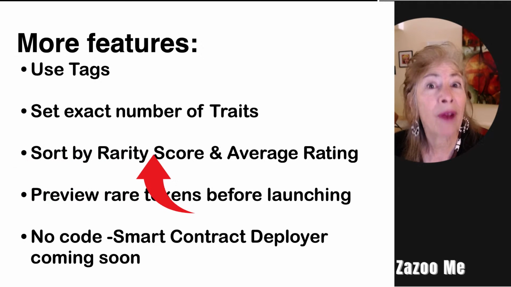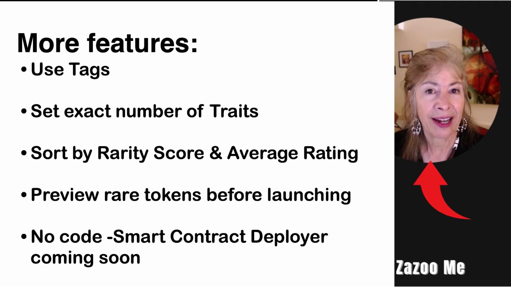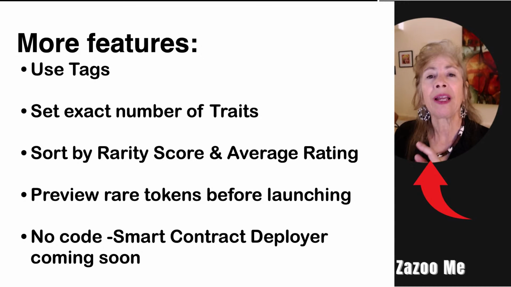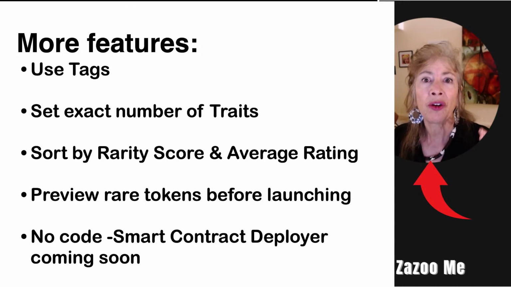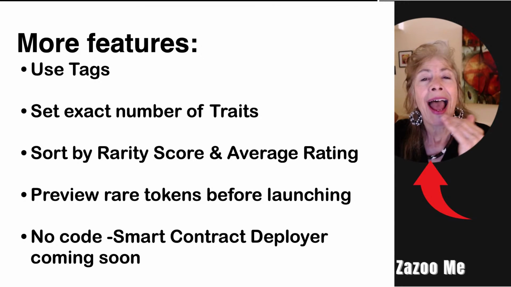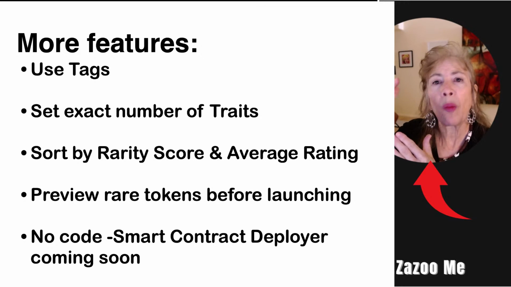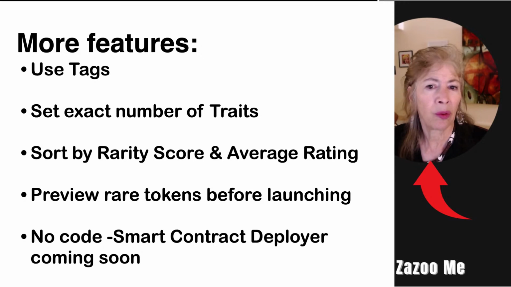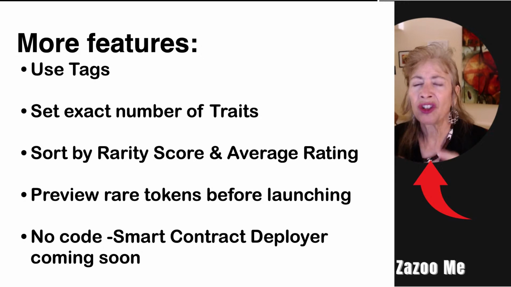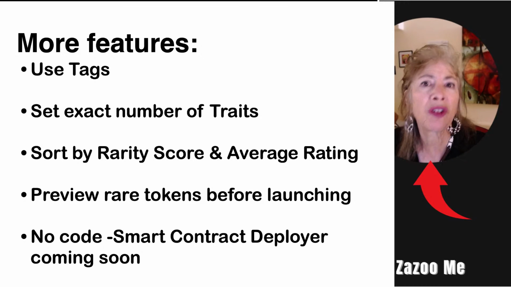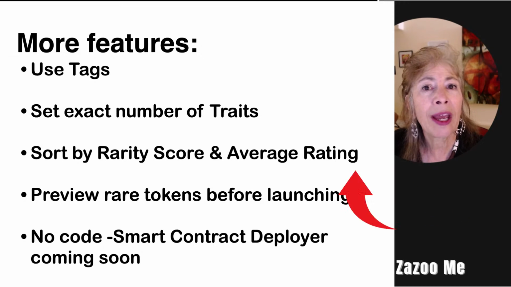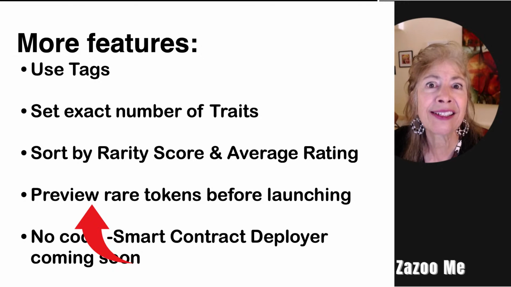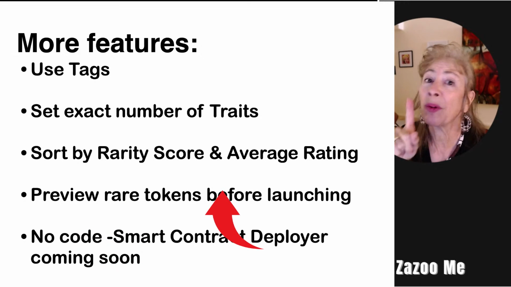Then sort by rarity score and average rating. You will literally be able to see within your 10K project how it will sort out what will be the rarest NFT in your collection, all the way down to just what is the average and which ones most people will be purchasing. You can preview your rarest tokens, your rarest NFTs before you launch.